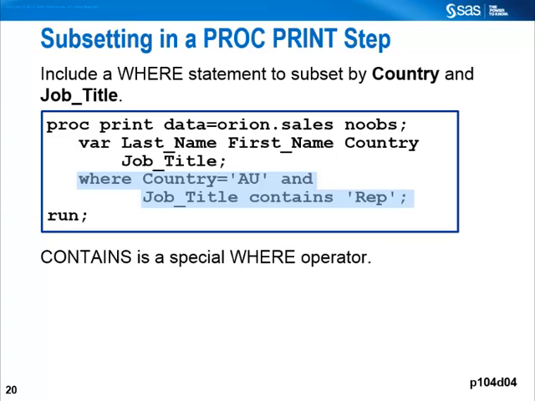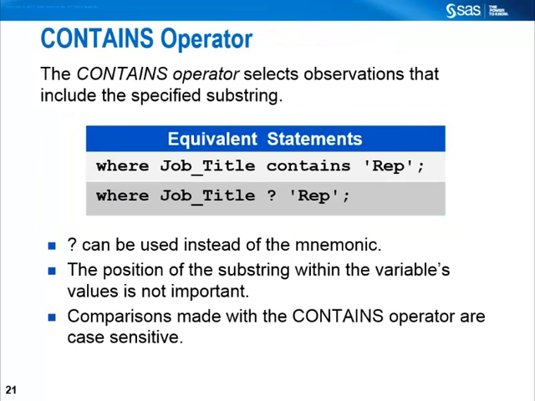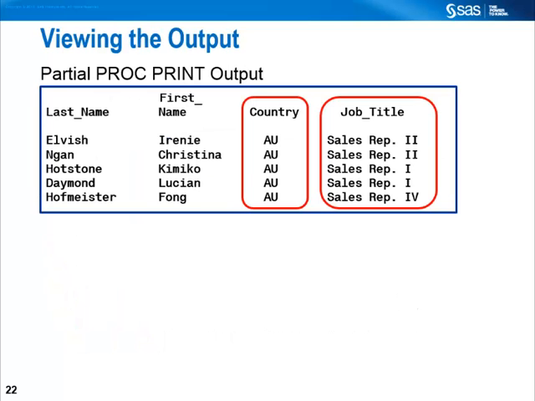We can replace the CONTAINS mnemonic with a symbol, that is a question mark. The CONTAINS operator selects observations that include the specified substring. The question mark can be used instead of the mnemonic. The position of the substring within the variable's value is not important. Comparisons made with the CONTAINS operator are case sensitive. And when we view the output, this is what our partial output looks like.